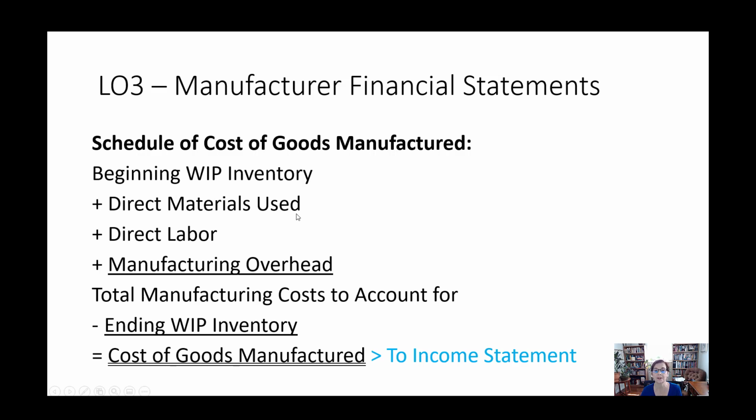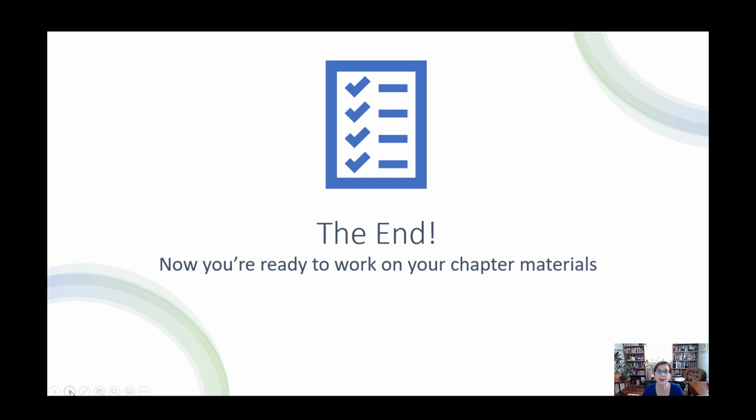You're going to add direct materials used. This requires a little calculation. You're going to add direct labor, and you're going to add overhead, which is a total of all of the different overhead costs that were incurred during the period. Add all those up, those 4, and you get total manufacturing costs to account for. And then you're going to subtract your ending work in process inventory, and that gives you cost of goods manufactured. And remember, that goes off to your income statement. So this is a new schedule that you have not seen before and that we're going to be preparing in this chapter. So that's all I have for you.